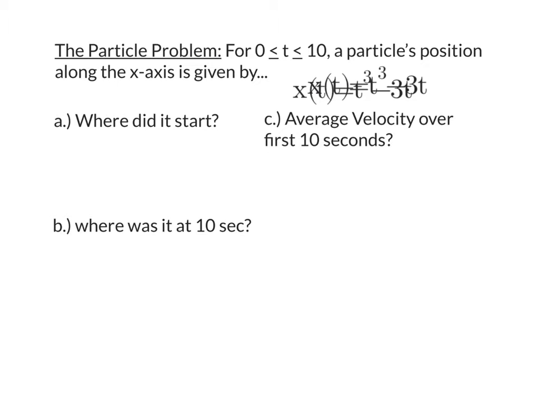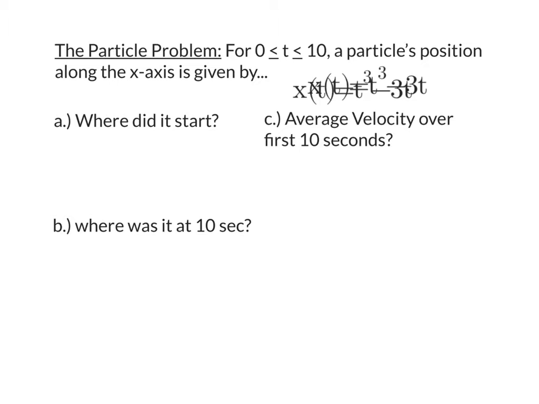So the particle problem is going to be one that you're going to see a lot, right? And in this case, we're talking about a particle moving along the x-axis, and for time between 0 and 10 seconds, its position is given by x of t equals t cubed minus 3t. So the first thing you're asked is, where did it start?